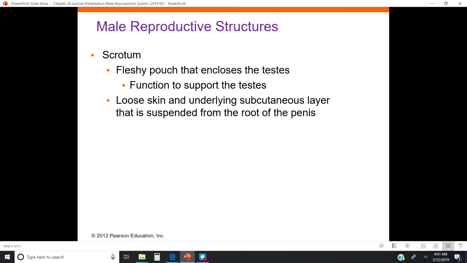So let's start with the scrotum. You can think of the scrotum as a fleshy pouch. It's really just kind of a place to hold the testes, and that's its job. It's going to be to support the testes. It's nothing more than loose skin and then some underlying subcutaneous tissue, like some kind of fatty tissue, and that scrotum is actually suspended from the root of the penis.